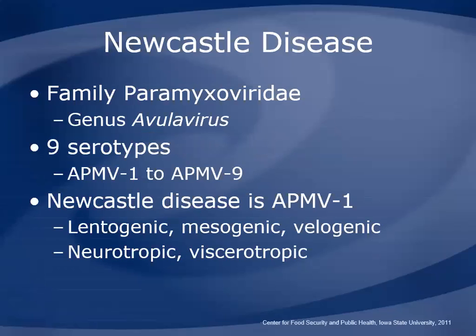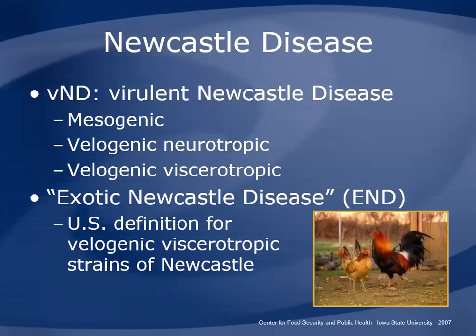There are different forms of this disease on the basis of severity: lentogenic, mesogenic, and velogenic, and then comes the neurotropic and viscerotropic types of ND. If we talk about its different forms, virulent Newcastle disease can be mesogenic, velogenic neurotropic, or velogenic viscerotropic. The velogenic form is present in both neurotropic and viscerotropic forms.